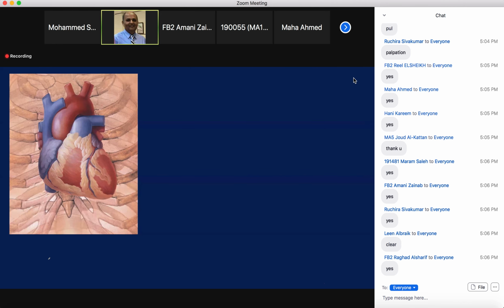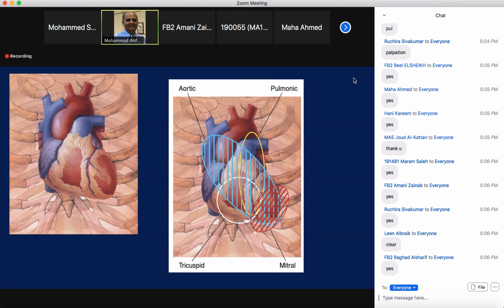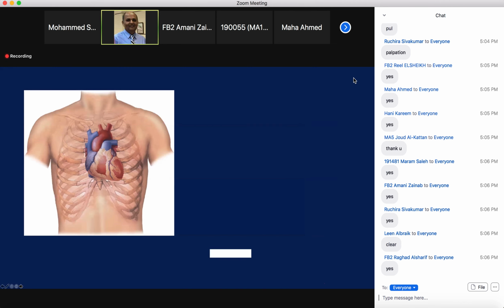What about this heart? Is it not beautiful? So let's look at it. These are the areas where we can listen to a heart: the area for the mitral valve, for the tricuspid valve, and for the pulmonary and the aortic valves. And I'm sure everybody is good with these because of how much time I have spent on this concept.